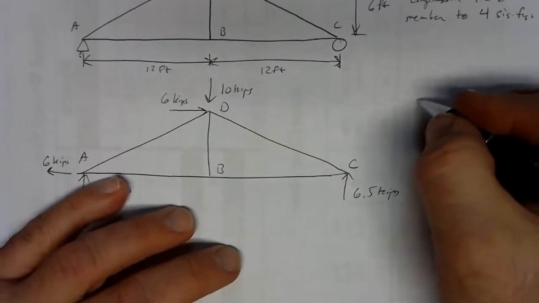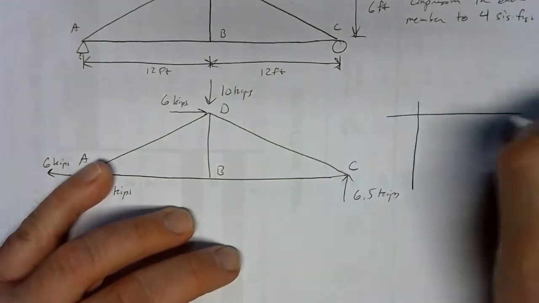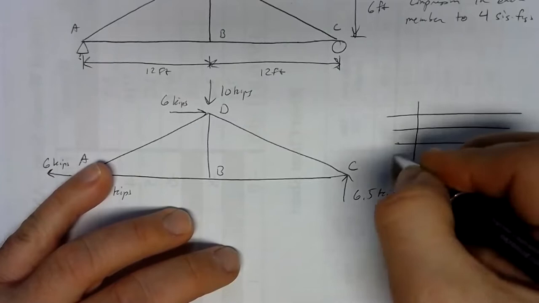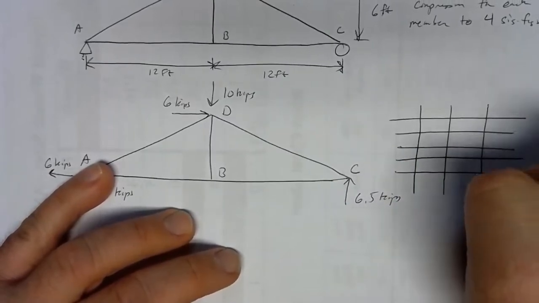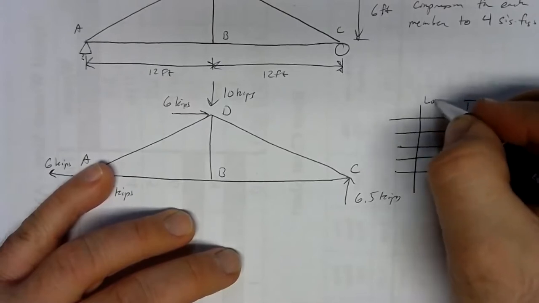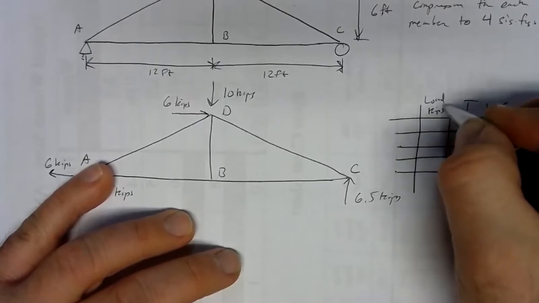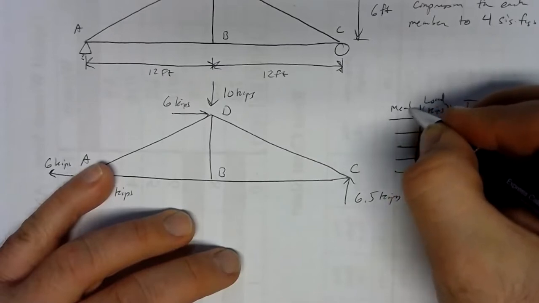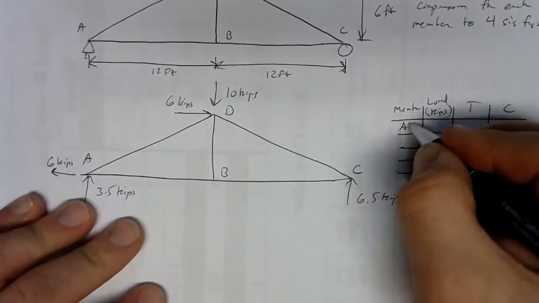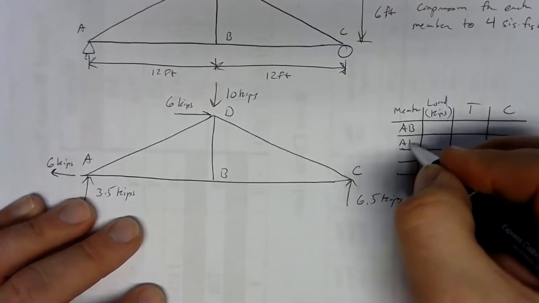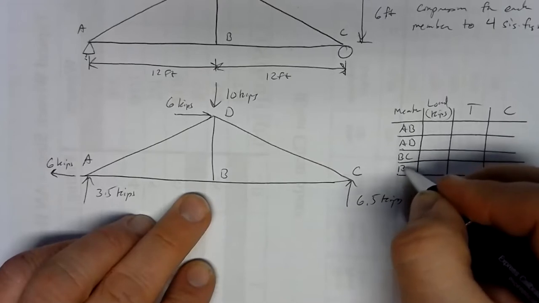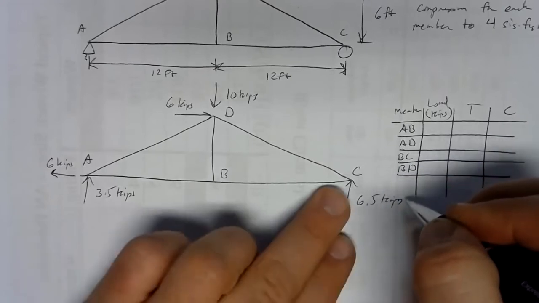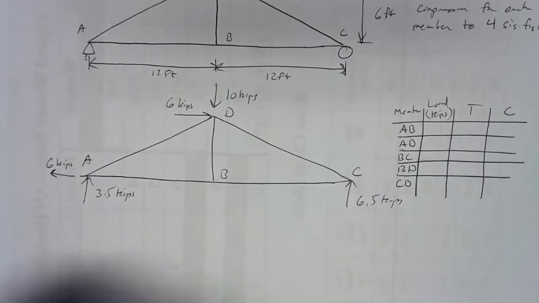So let's draw our table up here. We've got 5 members to work with: tension, compression, load, and kips. And we've got our members. So we'll have member AB, we'll have member AD, we'll have member BC, BD, and CD. So there we've got our 5 members.